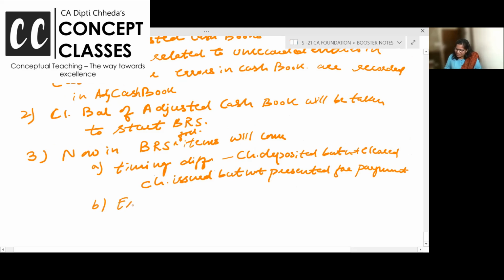And second item which will come is what? Errors of passbook. If they wrongly debited passbook, we will wrongly credit cash book. It is reverse. But we will take this in the BRS. Rest all items we will adjust in the adjusted cash book only. Is this clear to all of you? Okay?